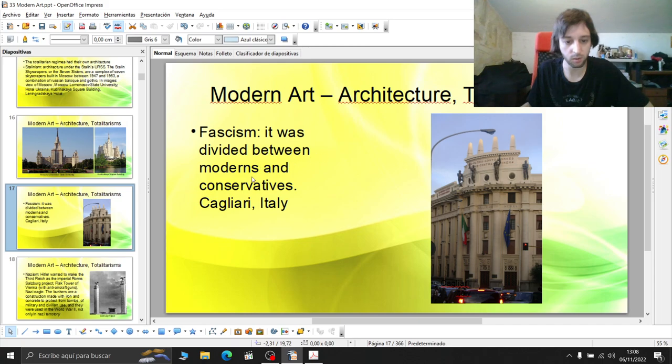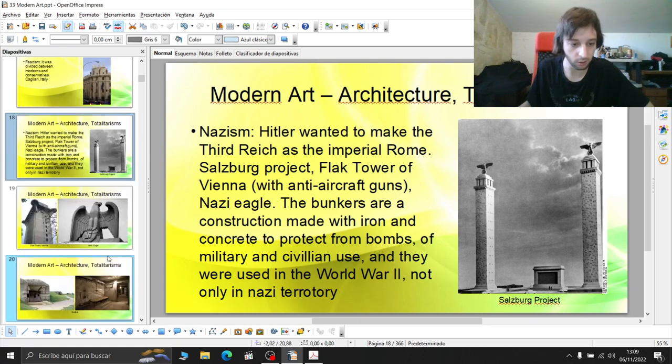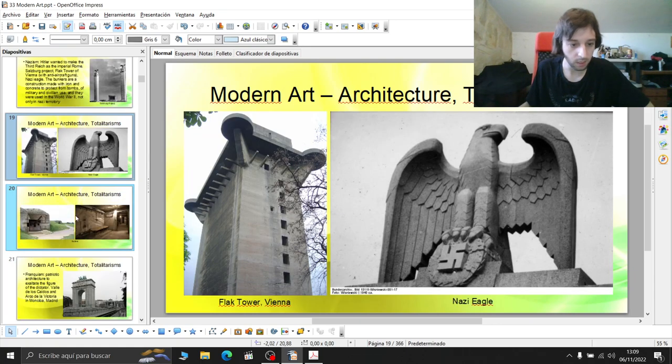Fascism was divided between modern and conservative, Cagliari in Italy. Nazism, Hitler wanted to make the Third Reich like Imperial Rome, Salzburg Project, Flachstow, here just examples. The bunkers are a construction made with iron and concrete to protect from bombs, for military and civilian use, and they were used in World War II, not only in Nazi territory. Here are some examples.